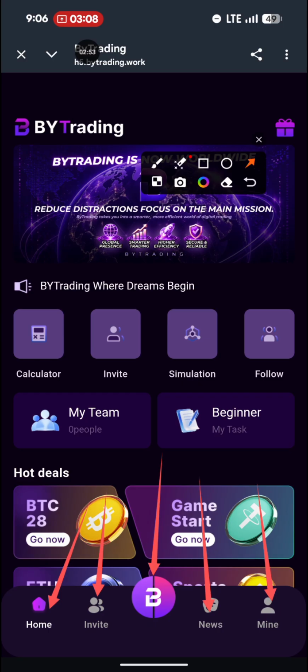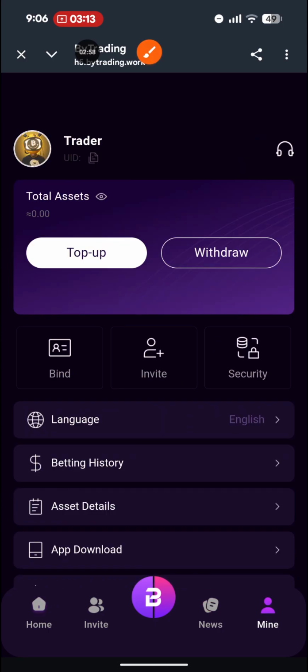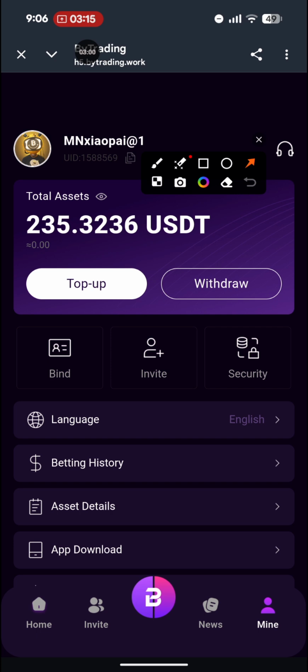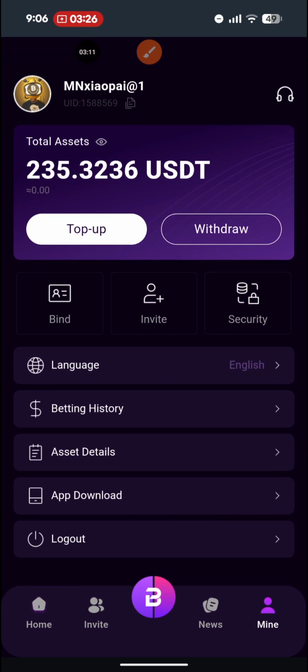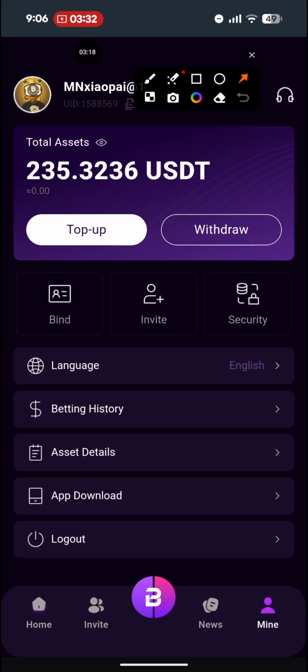Now this mine is where you will find your profile and also a place where you will be able to top up your balance and make your withdrawal. As you can see, I have 235.3236 USDT in my wallet. You understand? So you can also make your withdrawal if you want to withdraw it. The withdrawal button is already there. And if you want to change the language, you can change it to your preferred language.